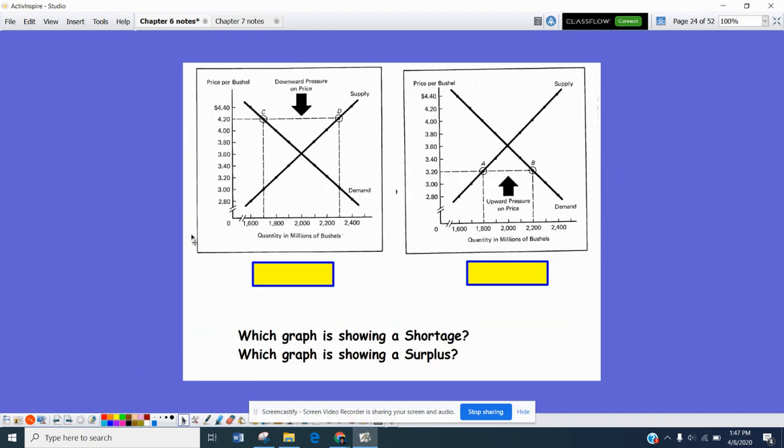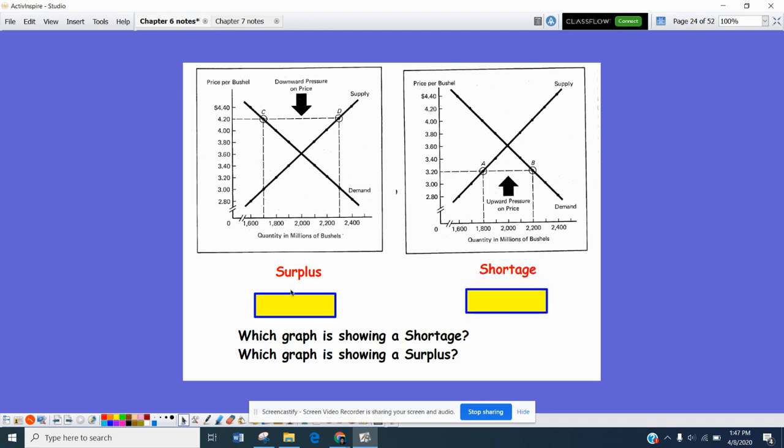All right, so taking a look at our charts here, what you're going to be asked to do is figure out which one is illustrating a shortage and which one is illustrating a surplus. Anytime that we've got downward pressure on a price, typically we have a surplus, meaning that we've got too much on hand and we've got to move price. And hence, if there's upward pressure on price, there's always a shortage. So hopefully that will help you understand what's going on here.